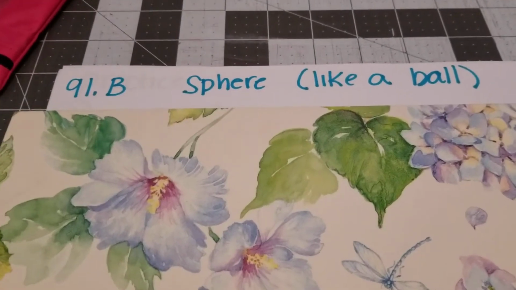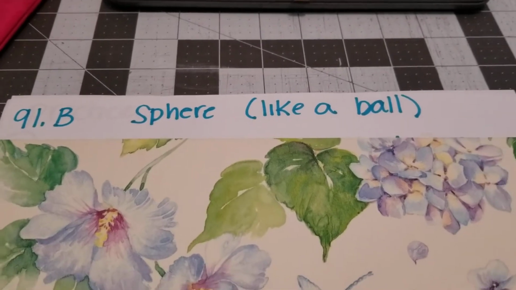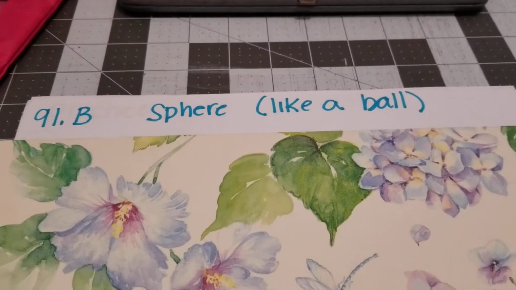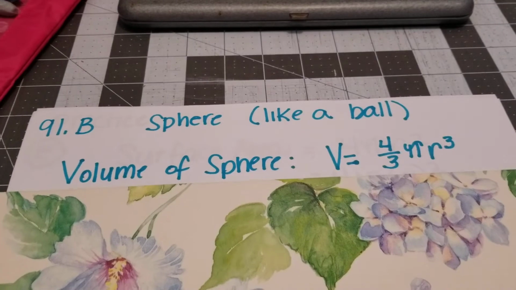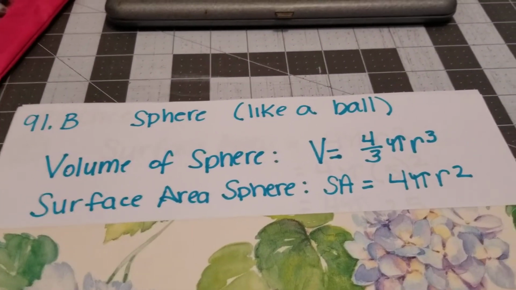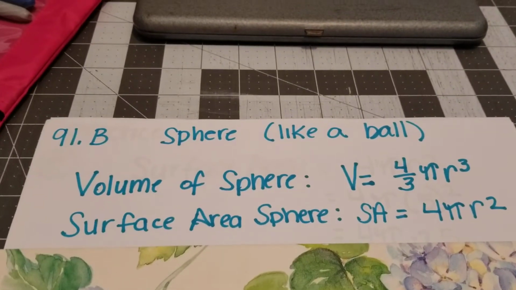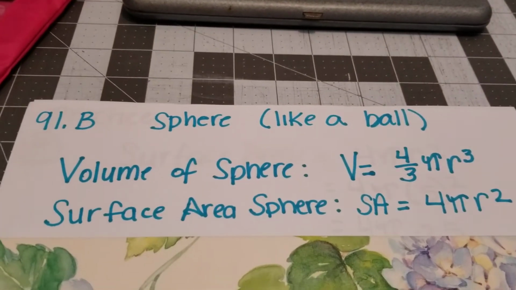Alrighty, so 91B, we're talking about spheres. And remember, spheres are like balls, okay, or globes, something like that. And what we're going to do is we're going to find the volume of a sphere and also the surface area of the sphere. So these are, quite frankly, formulas that I don't even remember.